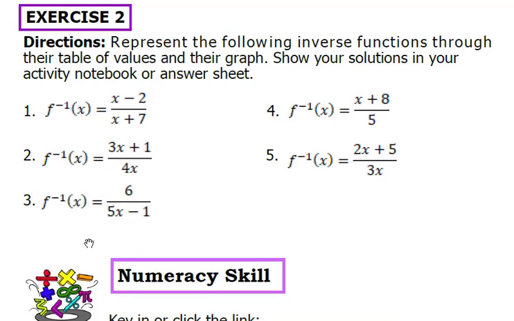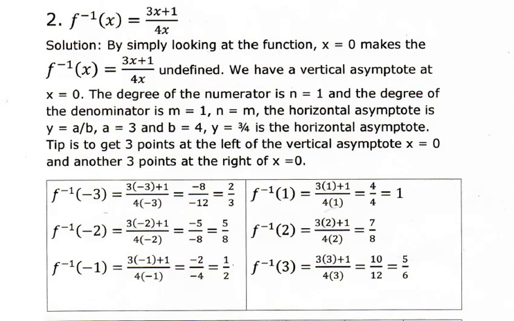Moving on to number 2, f inverse of x equals (3x plus 1) all over 4x. Solution. It says here, by simply looking at the function, x equals 0 makes the function (3x plus 1) all over 4x undefined. So we have a vertical asymptote at x equals 0.